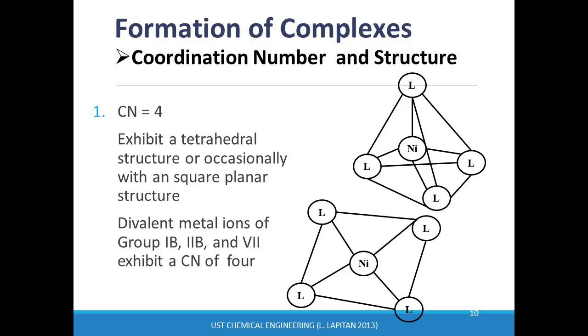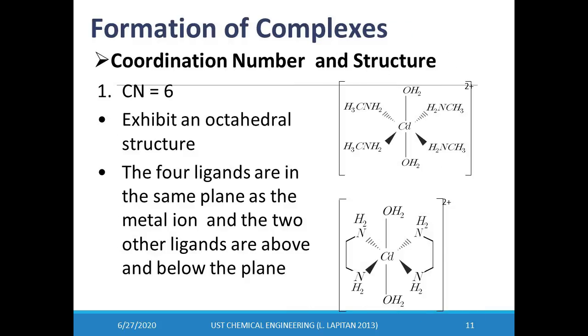The coordination number 4 exhibits a tetrahedral structure or occasionally a square planar structure. Usually, divalent ions of group 1B, 2B, and 4 exhibit a coordination number 4. A coordination number of 6 exhibits an octahedral structure.